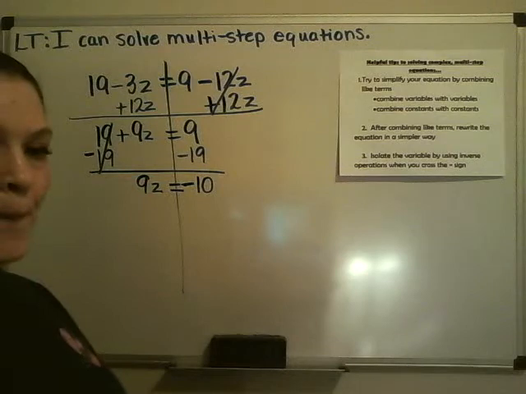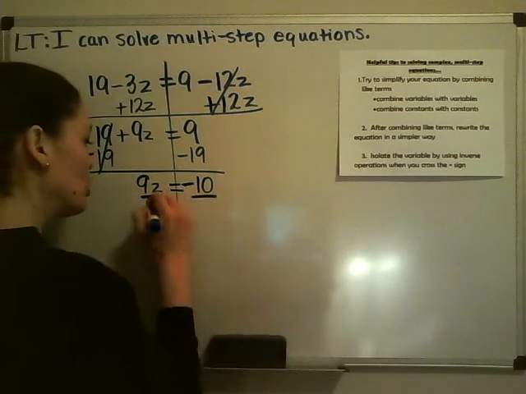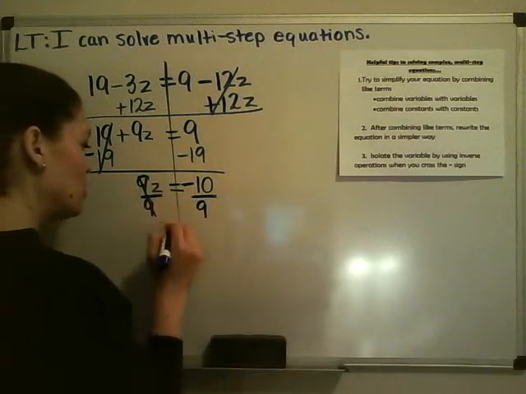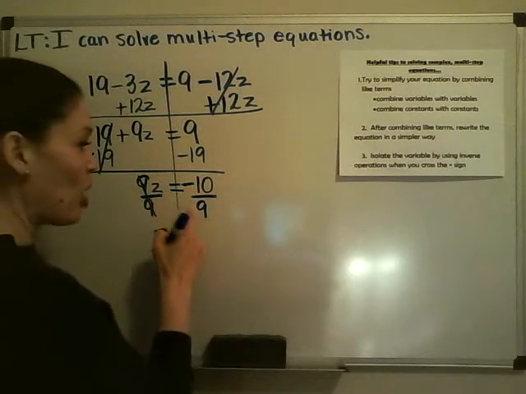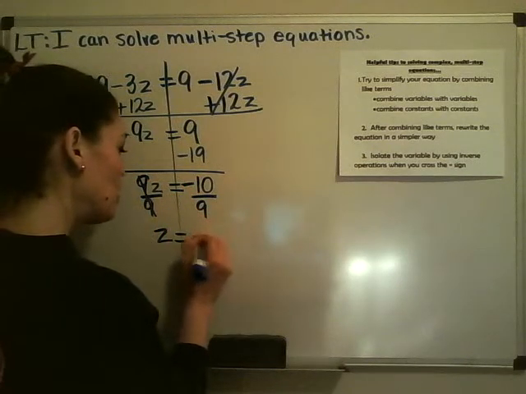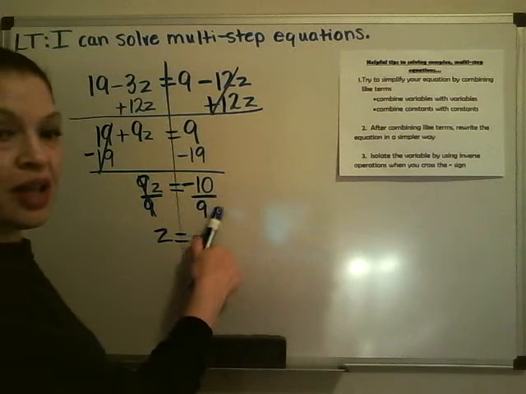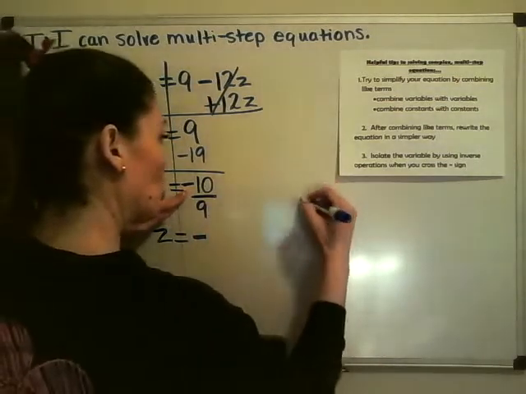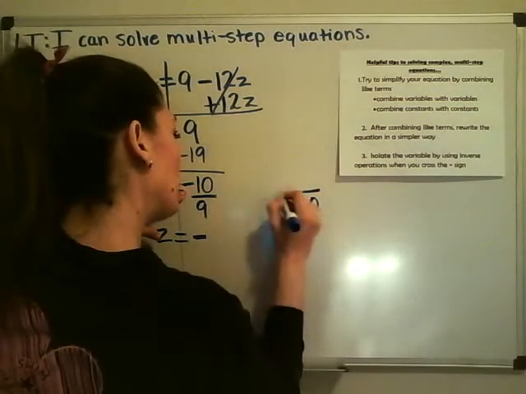Now we have to do what? We have to divide by 9. So by 9, z equals a negative divided by a positive is a negative. Oh, look, you have an improper fraction. Improper fraction has to change to a mixed number. So you have to go 10 on the side, do some long division, divided by 9.